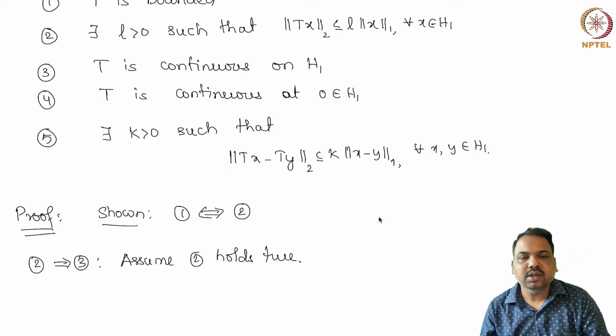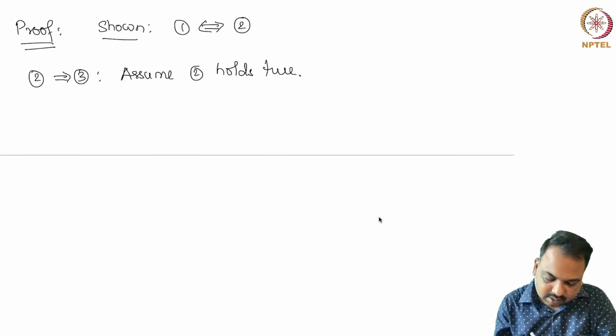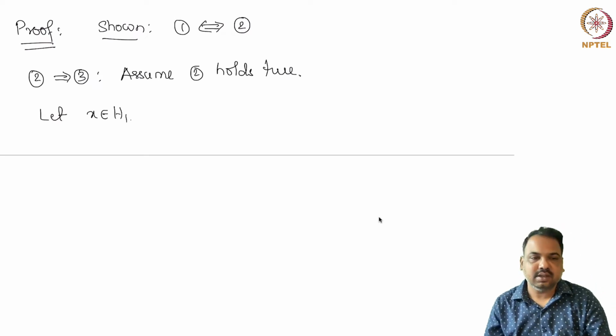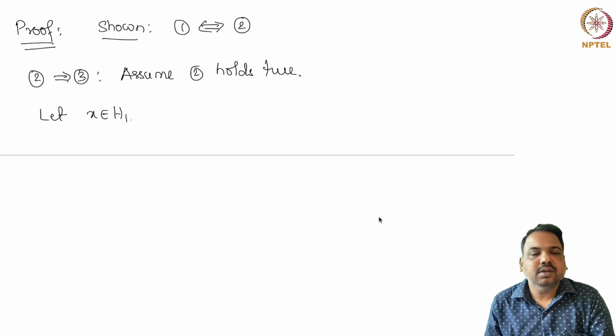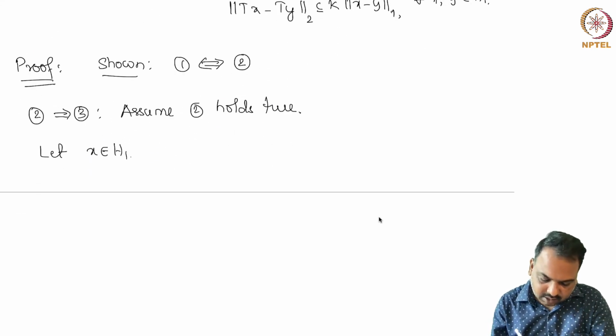Okay, we want to show that T is continuous on H1. So for that, let X be an arbitrary point of H1. We want to show that T is continuous at X. That means if Xn is a sequence converging to X, we want to show that Txn converges to Tx.